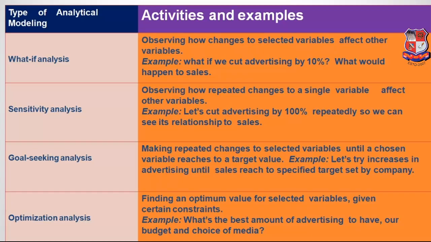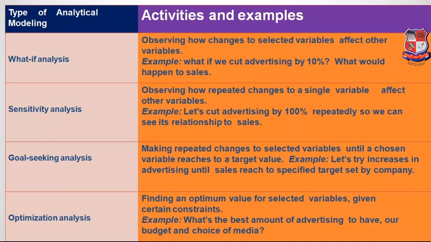The second is sensitivity analysis. In sensitivity analysis, we observe how repeated changes to a single variable affect the other variable. For example, let's cut advertising by 100% repeatedly so we can see its relationship to the sales. The difference between what if analysis and sensitivity analysis is that in what if analysis only one time changes should be observed, while in sensitivity analysis the repetitive changes are observed.